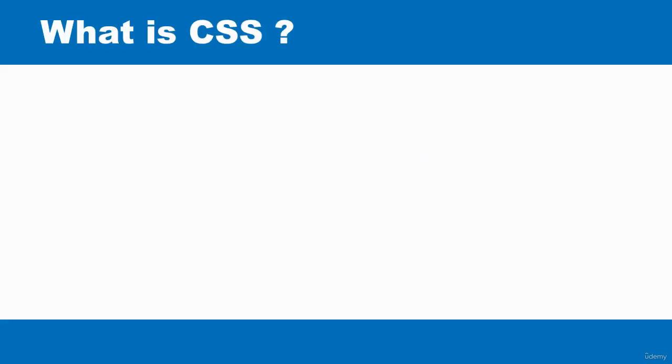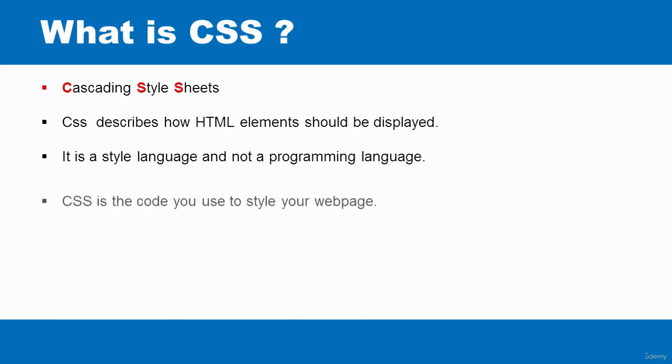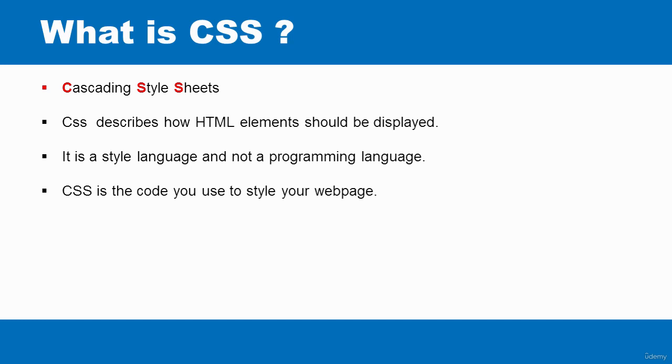What is CSS? CSS stands for Cascading Style Sheets. CSS describes how HTML elements should be displayed. CSS is what is referred to as a style language and not a programming language. CSS is the code you use to style your web page. Just like a stylist can style your hair, you can use CSS to style HTML elements.